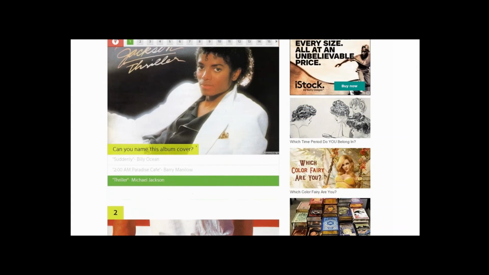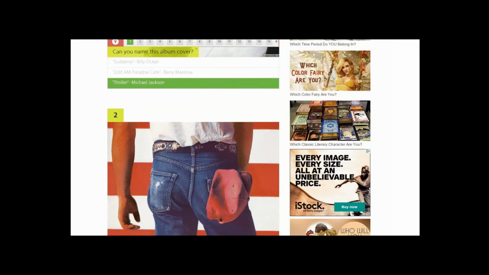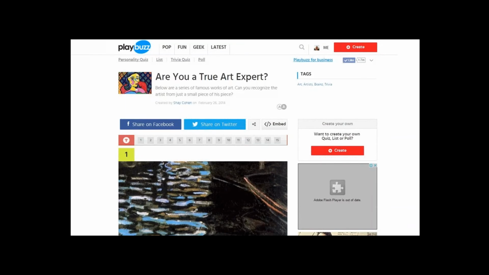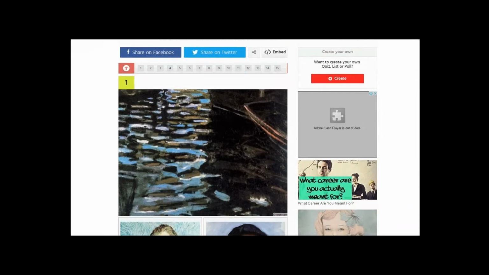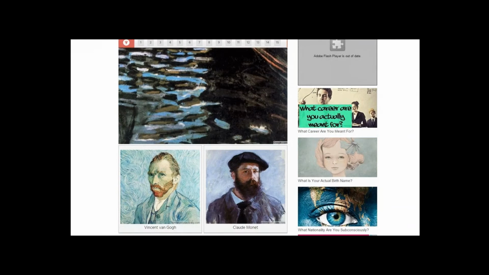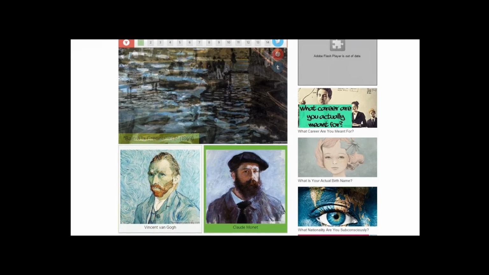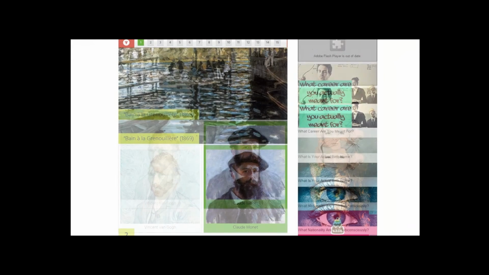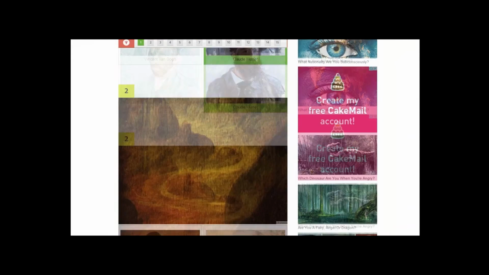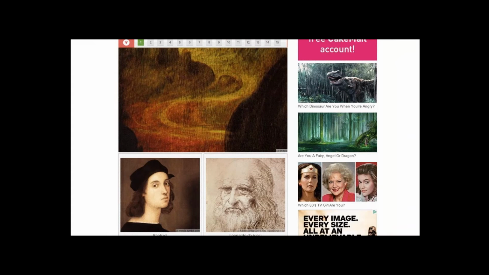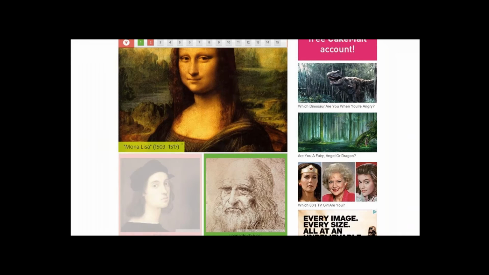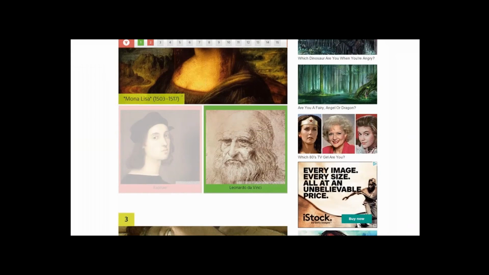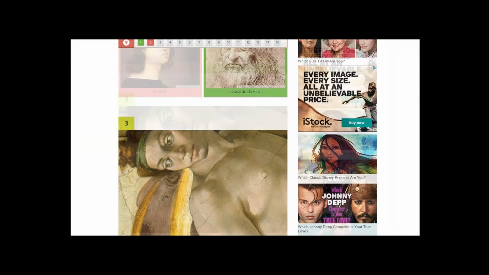It also works very well with famous pieces of artwork. Here we have the example, are you a true art expert? And the artwork is zoomed in enough, we can only really make an educated guess. So notice that the audience is not just being tested on their art knowledge, but there's also a visual and mental challenge. Your audience is going to be more likely to share these types of trivia quizzes precisely because it was a mental challenge.